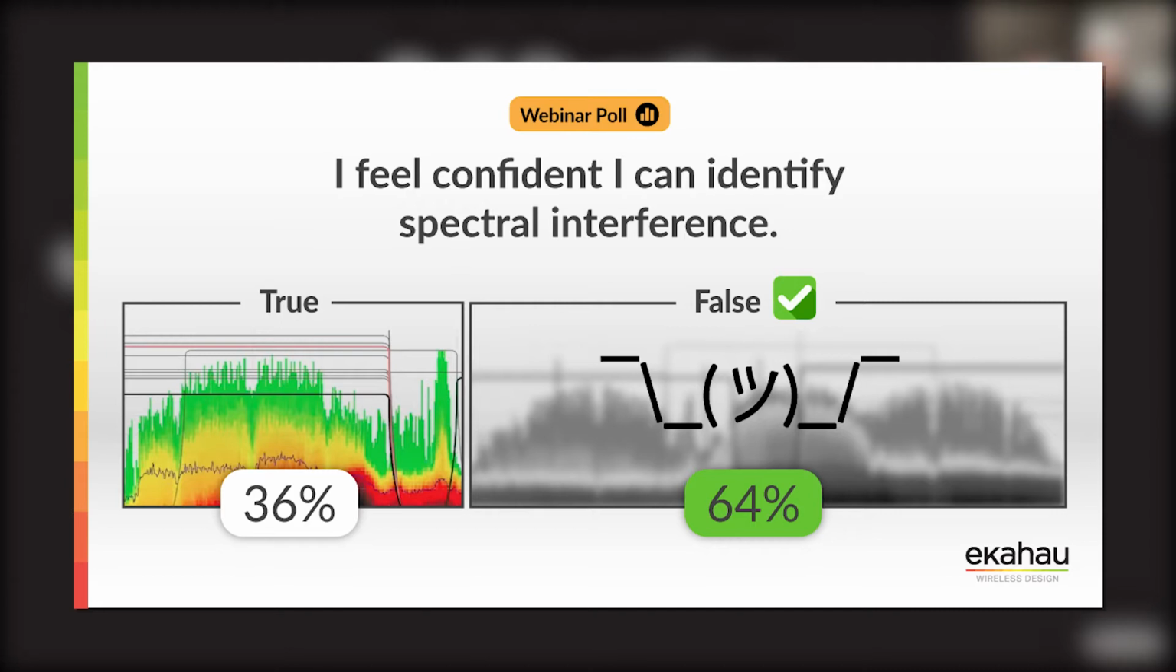Just another couple of seconds, and let's go ahead and end that and share the results. That's quite a big gap. The majority of folks, 54, more than half, say spectral interference is a challenge. And it is, which, coincidentally, is what we're talking about today. So for those of you who said false, get ready. We're going to have some fun and look at some live examples.